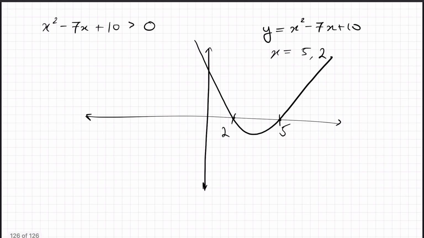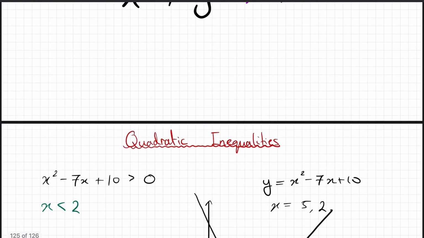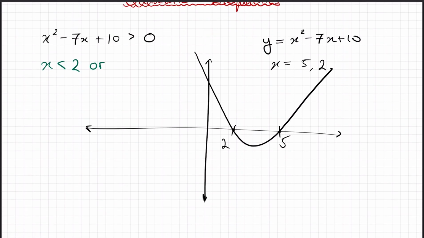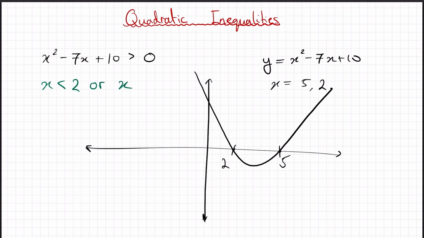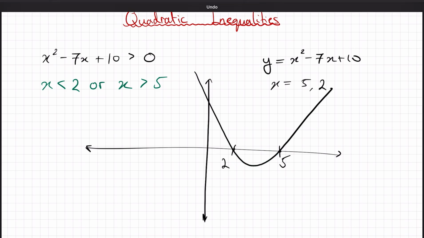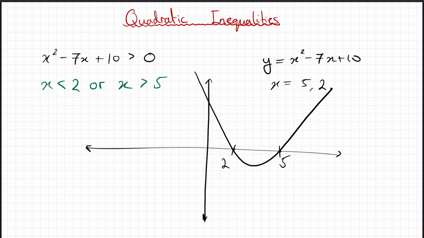So from this, I think it should be relatively clear that either we want, let me write it in green, where x is less than 2, so we get all of this bit, which is positive, or where x is greater than 5, and we get all of this bit over here. So that way we're just excluding this bit down here, which is negative since it's between the roots.